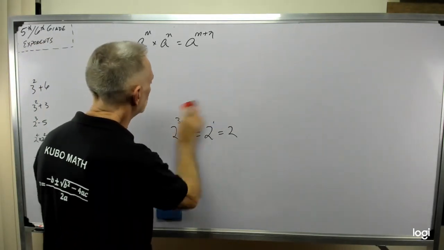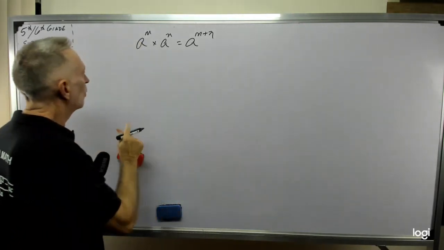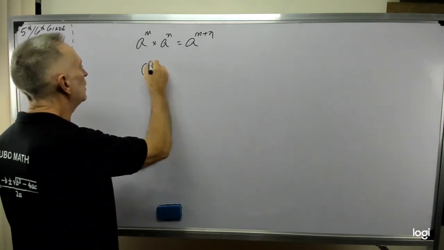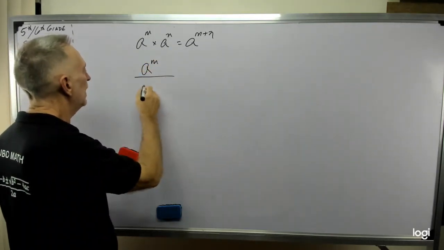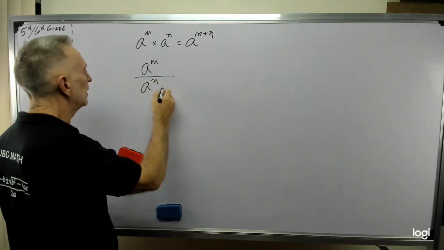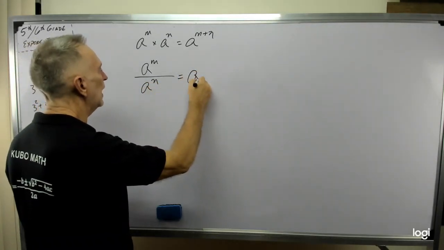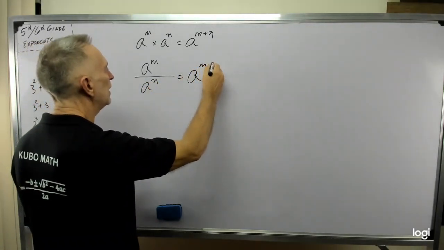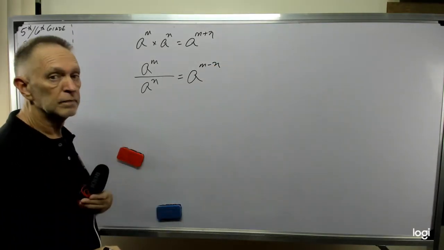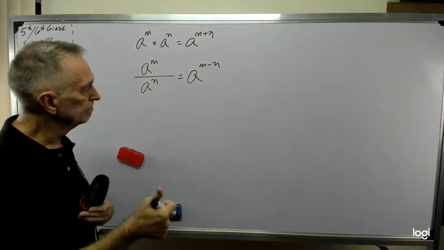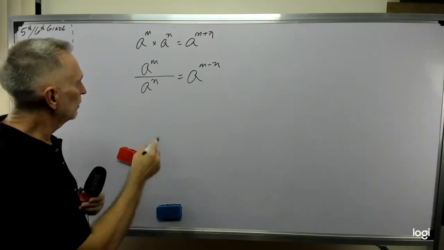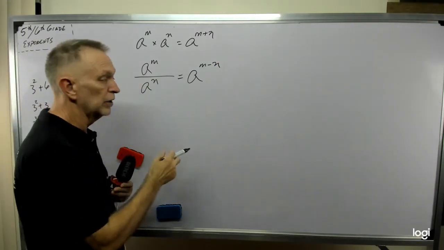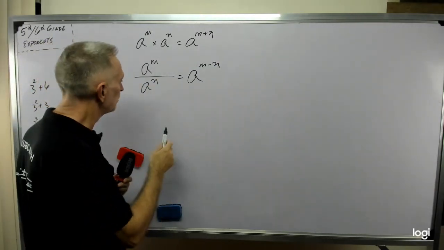All right, the rule for division: if I have a to the m divided by a to the n, that equals a to the m minus n. Now, if you forget the rule, I would encourage you to not panic.